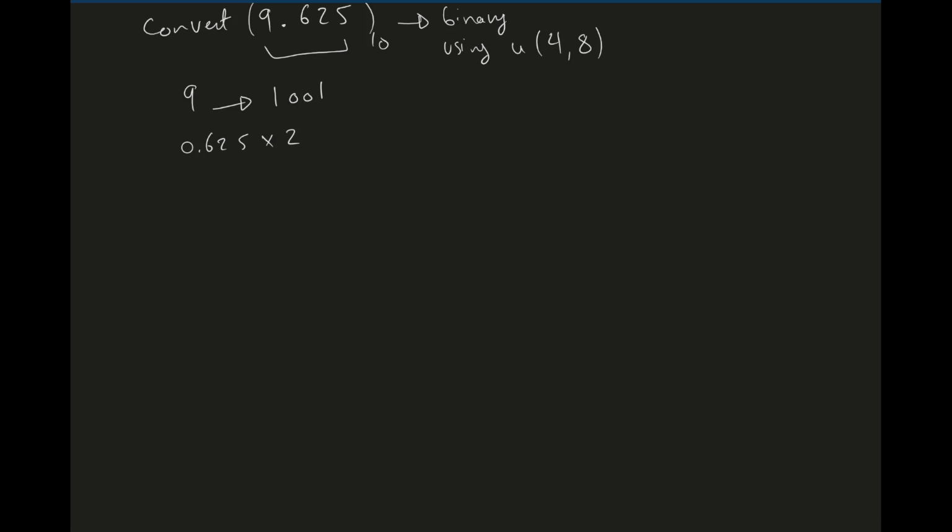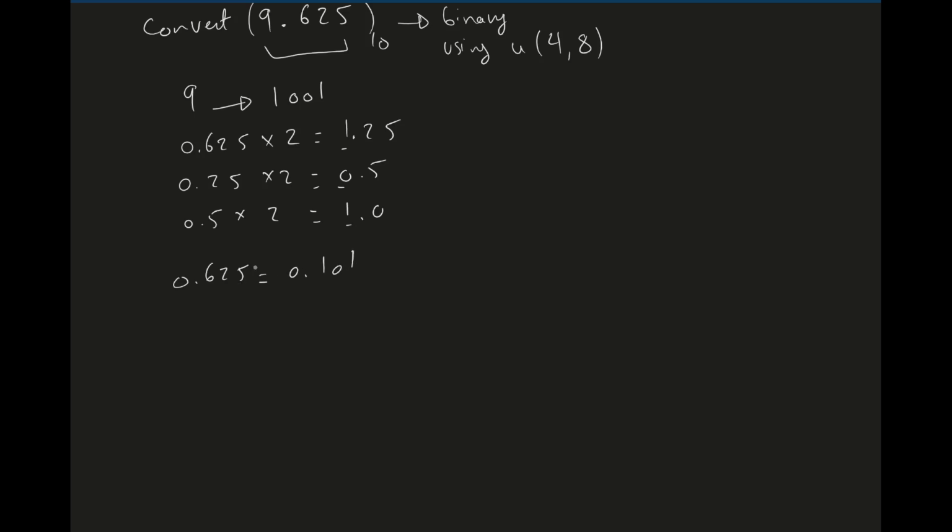0.625 times 2 is 1.25. I have a 1 here. Then I take the fraction part, 0.25 times 2, I get 0.5. 0.5 times 2 is 1.0. I'm done. And these are my 3 fraction bits. So 0.625 equals 0.101 in binary.